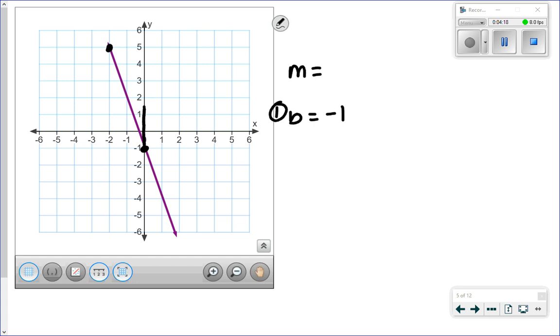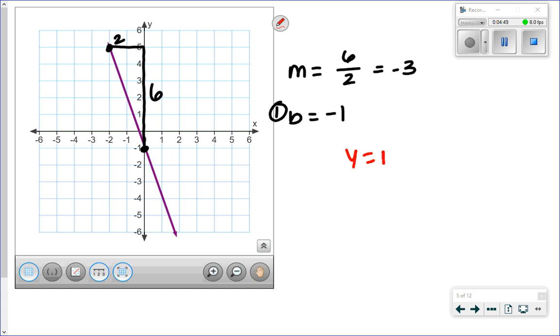So I'm going to draw my triangle. My rise is going to be 1, 2, 3, 4, 5, 6. And my run is going to be 1, 2. So my slope is going to be 6 over 2, which can reduce to 3. Now I need to decide if it should be positive or negative. This line is going downhill, so that means it should be a negative slope.